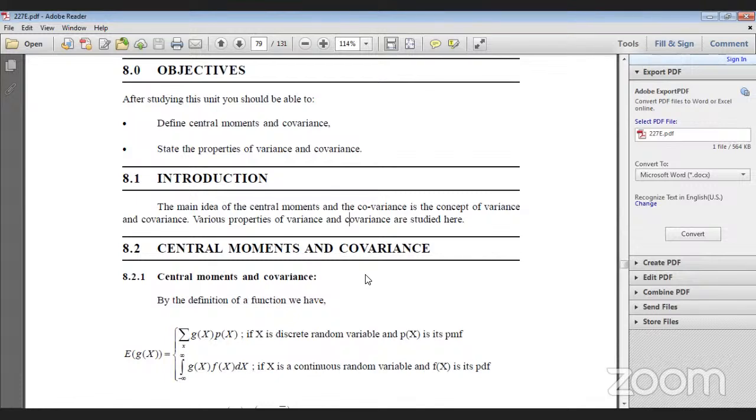So the moment is the summation of g of x and p of x, if x is a discrete random variable and p of x is the probability mass function. And the integration from minus infinity to infinity of g of x and f of x dx, if x is a continuous random variable and f of x is a probability density function, as already told in the earlier unit also.